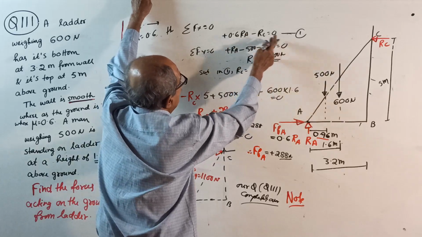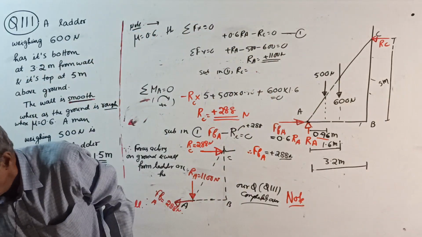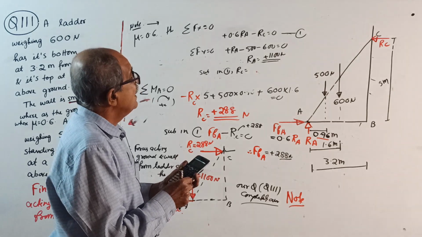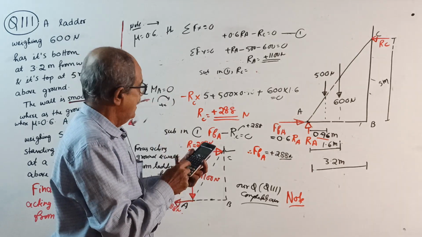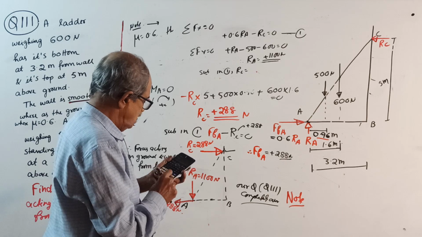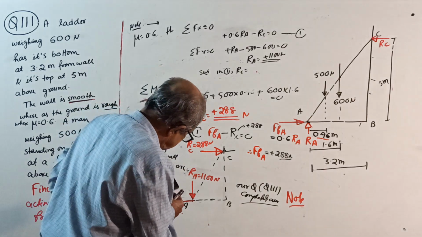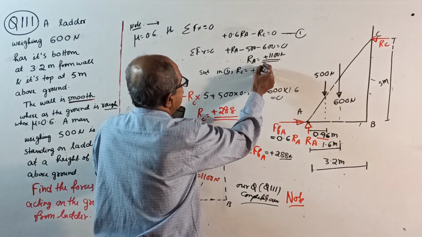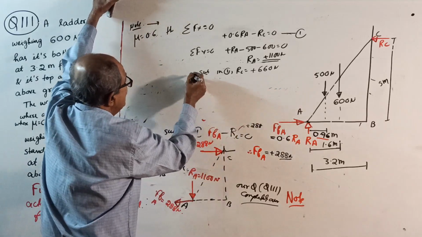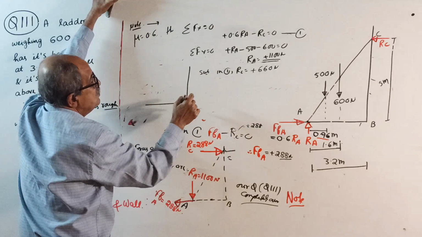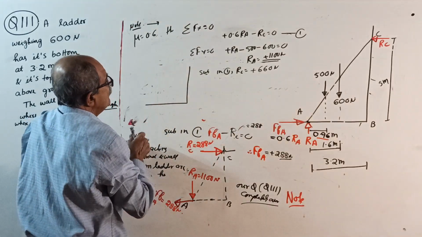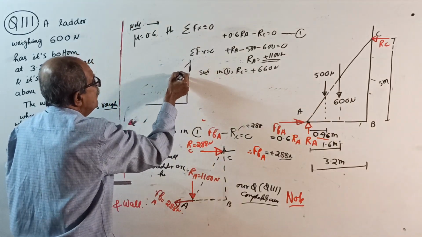Then substituting RA in 1, RC equal to 0.6 into RA. 0.6 into 1100 is 660 Newton. RC will come plus 660 Newton. Then you will present your answer like this. The force acting on the wall from the ladder is 660 to the left.